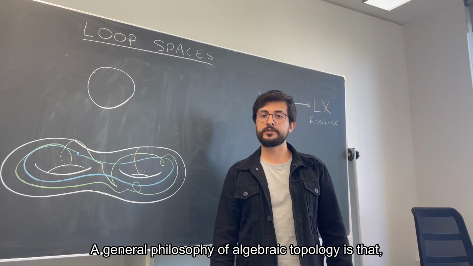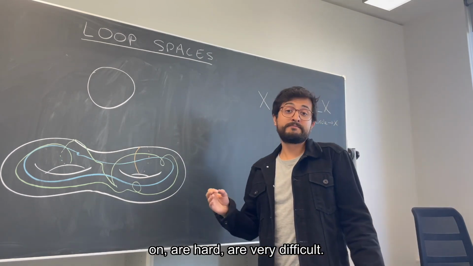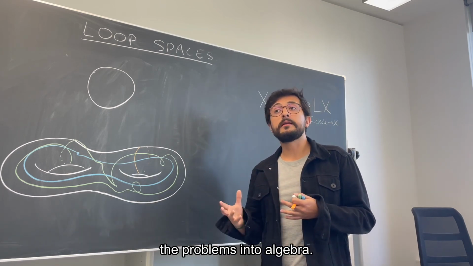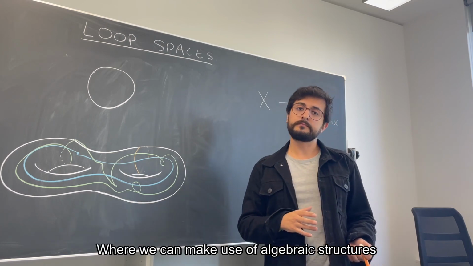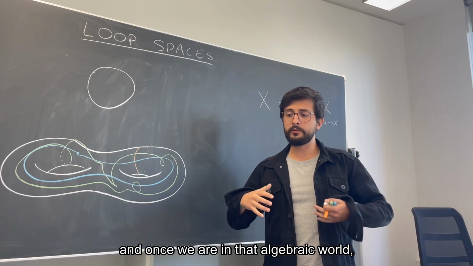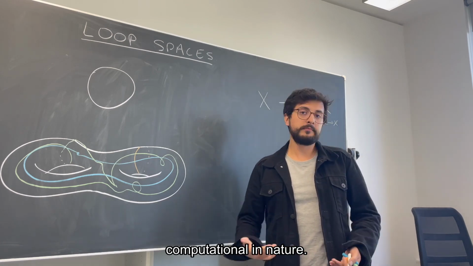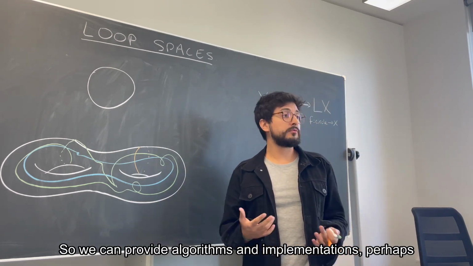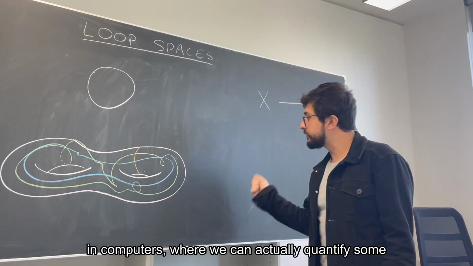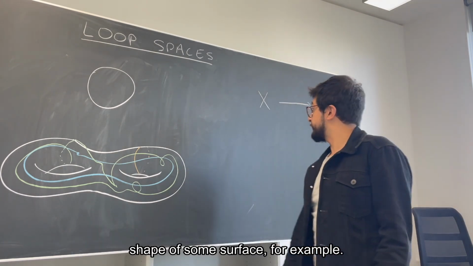I am an algebraic topologist. A general philosophy of algebraic topology is that topology, so shapes and continuity and so on, is very difficult. So it is often convenient to translate the problems into algebra, where we can make use of algebraic structures such as operations. And once we are in that algebraic world, we have access to methods that are more computational in nature. So we can provide algorithms and implementations, perhaps in computers, where we can actually quantify some of these invariants and descriptors of the shape of some surface, for example.